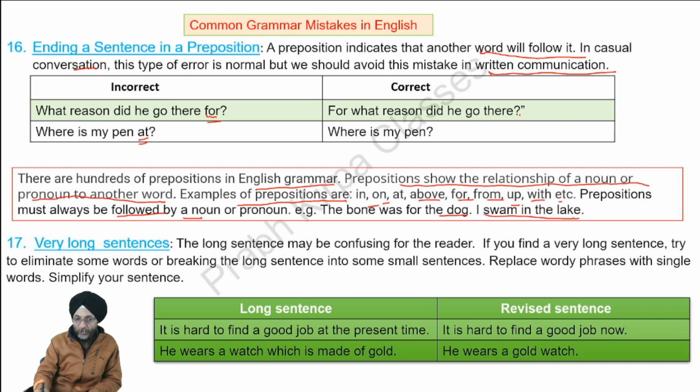I swim in the lake. Lake. Very long sentences. Sometimes when we are talking or writing something, we use very long sentences. It will be proper if we use short sentences which convey our feelings or ideas in a proper manner.